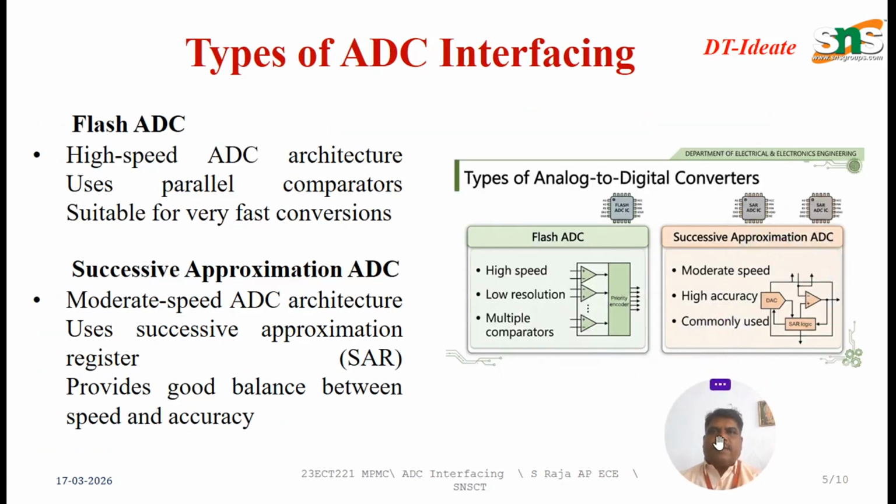Next, this figure shows the types of ADC interfacing. There are two types of ADC available. One is called the flash type ADC, and another is called the successive approximation ADC. The flash type offers high speed conversion with low resolution, and multiple comparators are used. The successive approximation ADC operates at moderate speed with very high accuracy, and it is the commonly used module in analog to digital conversion.